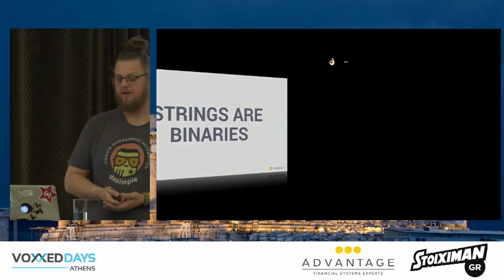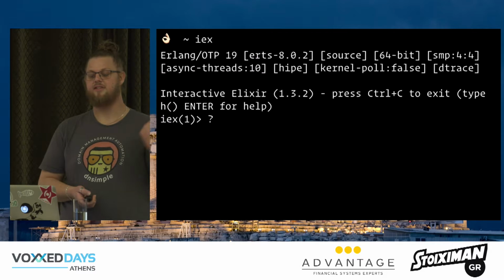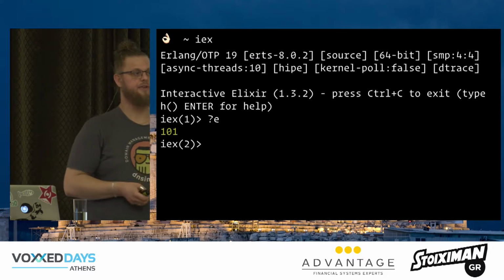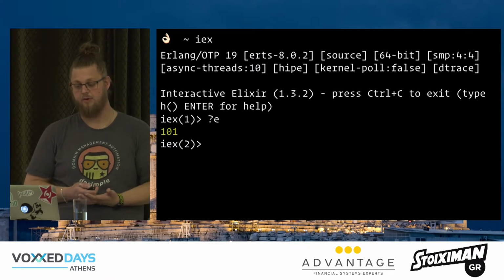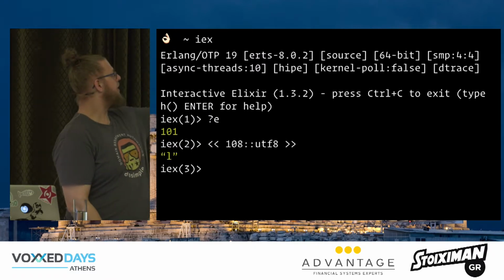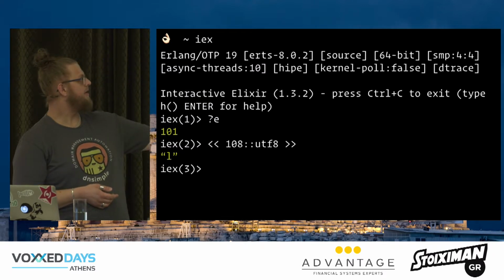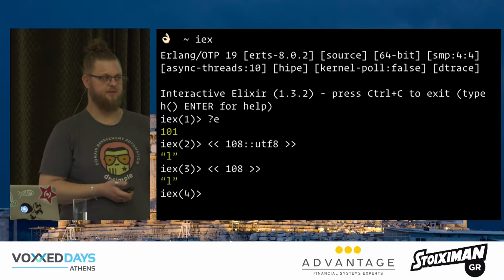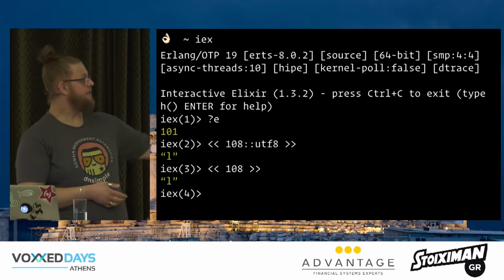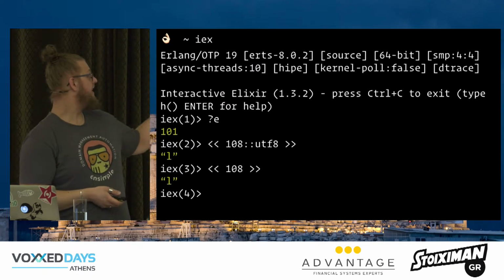I can show you an example in IEX again. So let's fire up IEX. And then there's the question mark helper, which always gives you the UTF-8 code point of a character. So E is 101. And this double bracket syntax is the syntax you use to create a binary. Here we also have the modifier UTF-8, but you can also leave this away because this is only used for pattern matching.